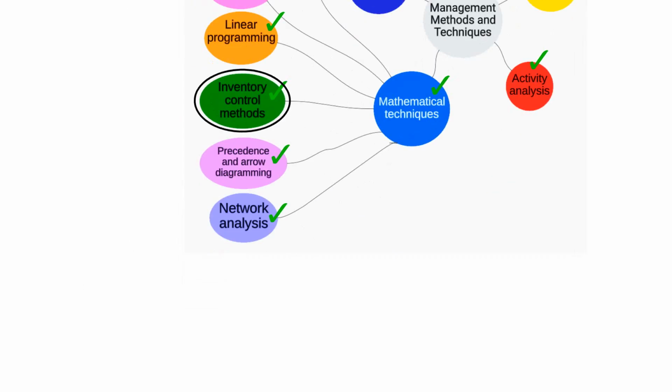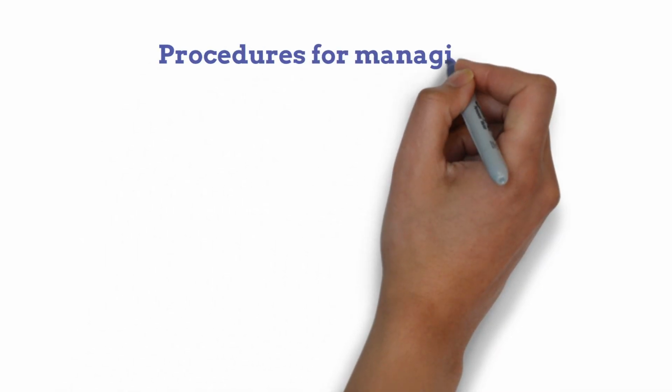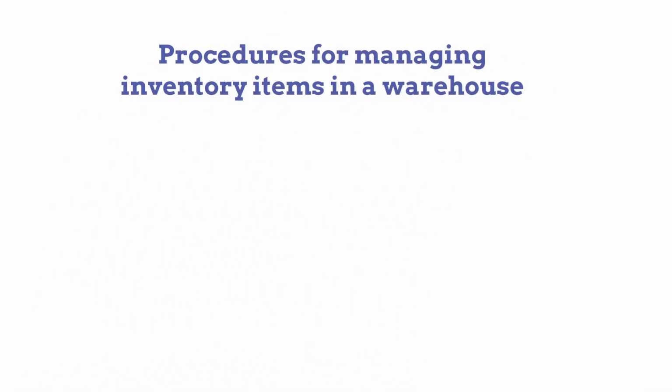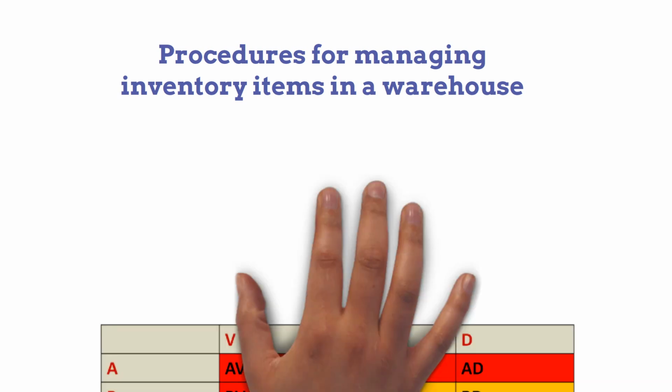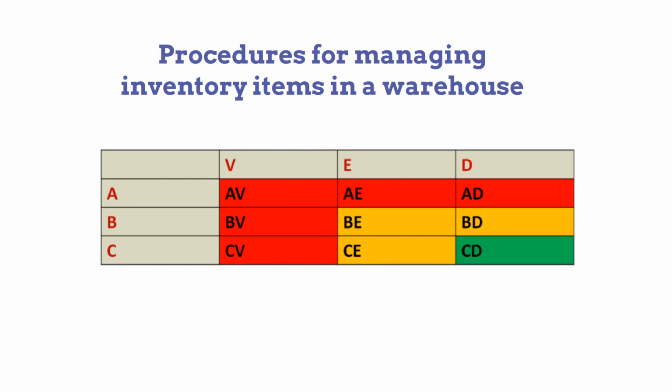Inventory control consists of procedures for managing inventory items in a warehouse. Inventory control in healthcare is crucial for ensuring that medical facilities have the necessary supplies and equipment to provide quality patient care while minimizing costs and waste. There are many inventory control methods. The most common method is ABC VED analysis.